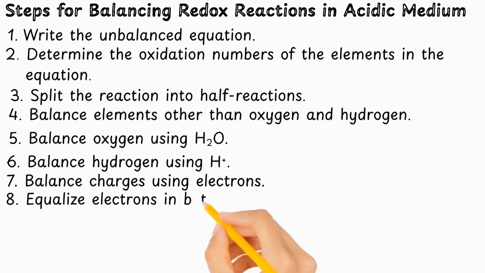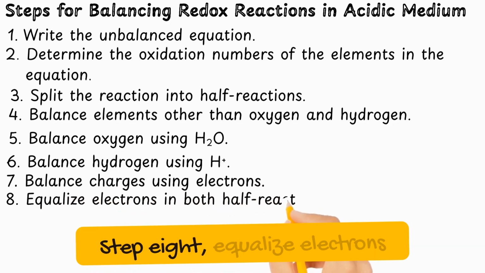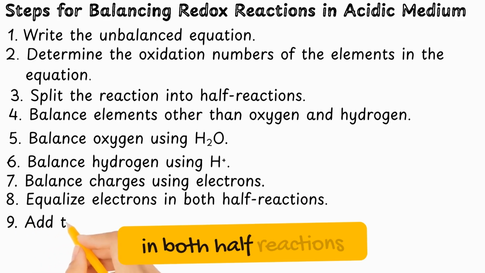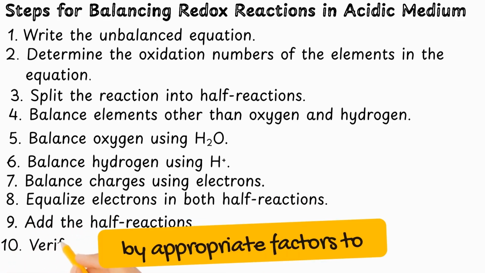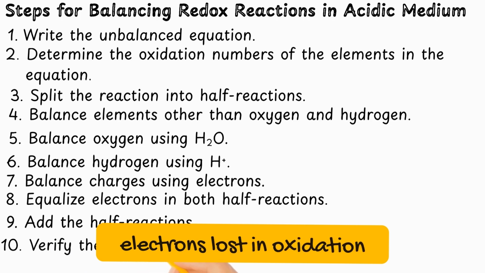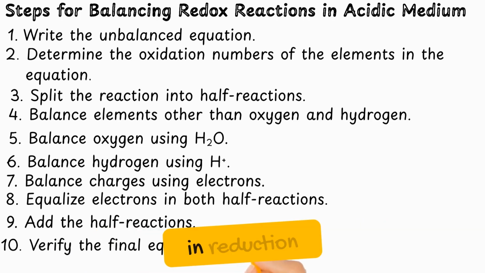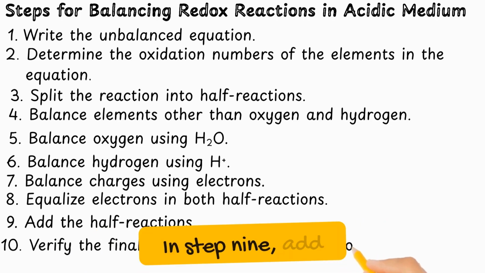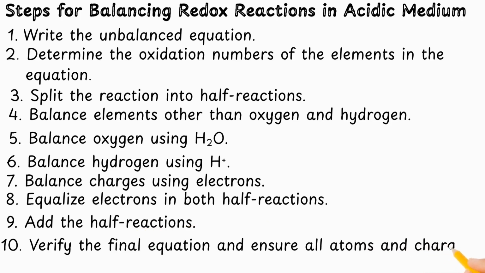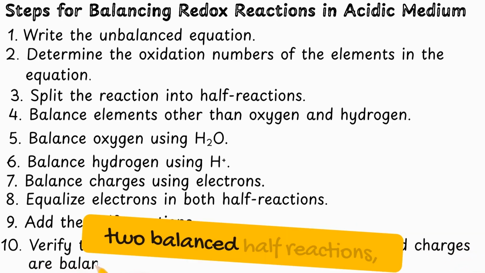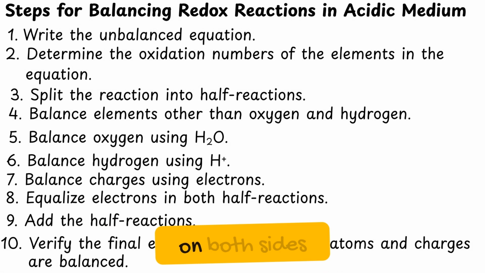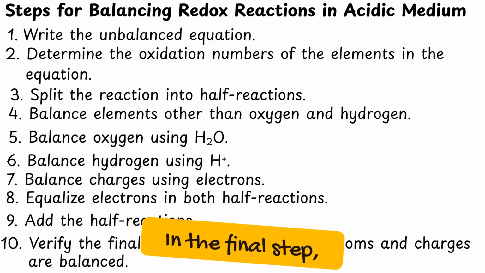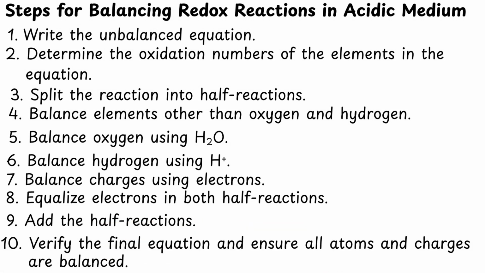Step 8, equalize electrons in both half reactions. Multiply the half reactions by appropriate factors to ensure the number of electrons lost in oxidation equals the number gained in reduction. In step 9, add the half reactions. That is, combine the two balanced half reactions, canceling out electrons and any species that appear on both sides. In the final step, verify the final equation, ensuring all atoms and charges are balanced.